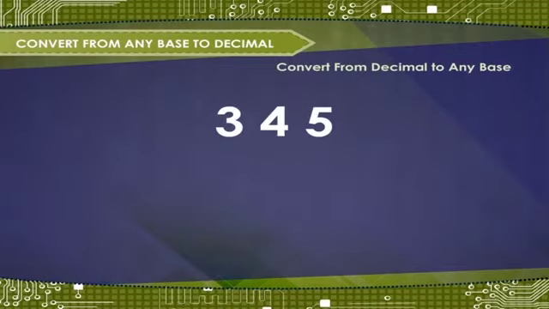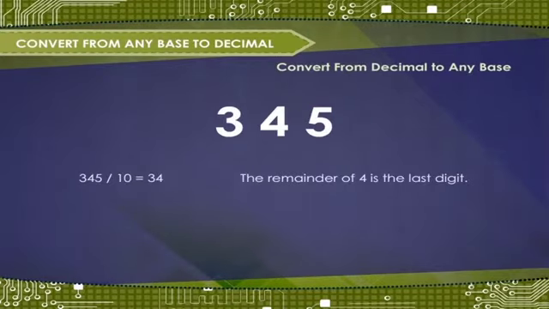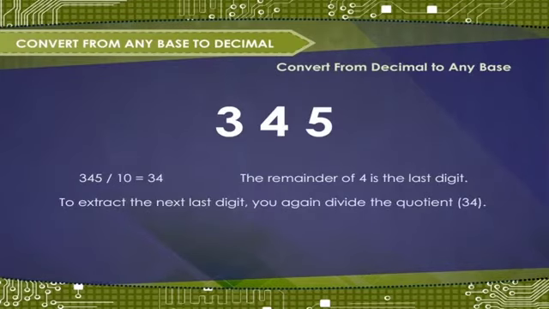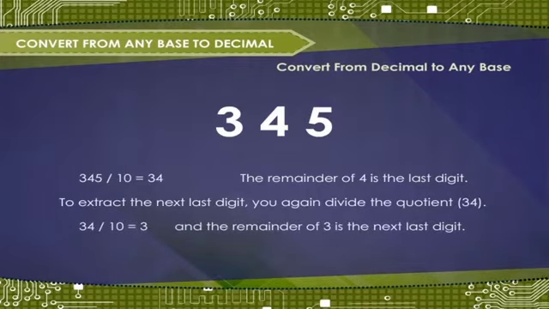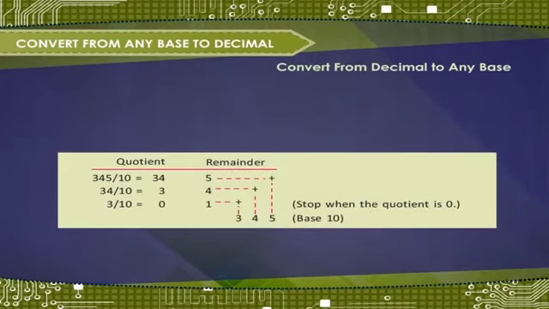Think about what you do to obtain each digit. To extract the last digit, you divide the given number by its base, 10. The remainder of 4 is the last digit. To extract the next last digit, you again divide the quotient 34. And the remainder of 3 is the next last digit. Repeat this process until there is nothing left. Then you stop.